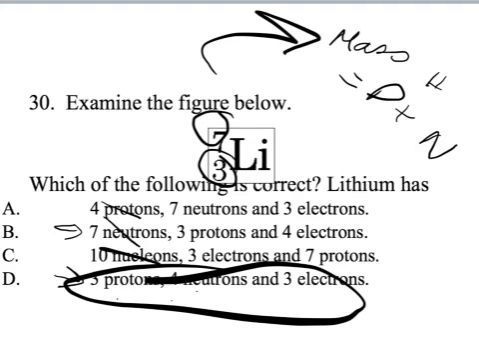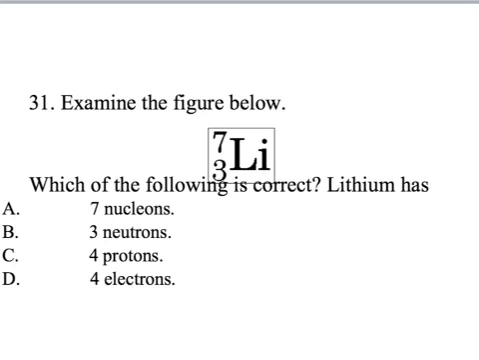Examine the figure below. Which of the following is correct? Lithium has, what does it have, guys? Does it have 3 neutrons? Nope. 4 protons? Nope. 4 electrons? No. So the only possible correct answer is 7 nucleons, which remember we said nucleons were the particles inside the nucleus. Okay?